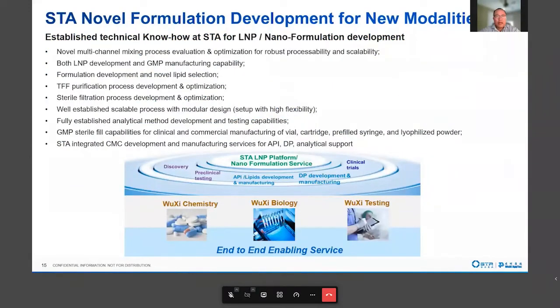To summarize, at WuXi TA, we are committed to helping our customers develop novel formulations for new modalities, such as oligo drugs. We have established the technical know-how for LMP and the non-formulation drug development. We have multi-channel mixing technology evaluated and optimized. We also have done a lot of work on TFF purification and sterile filtration process development and optimization. We have established a scale-up process with a modular design and high flexibility to match individual product needs.